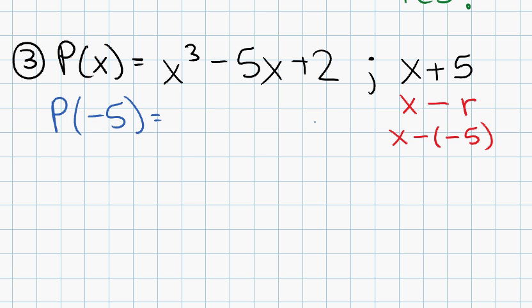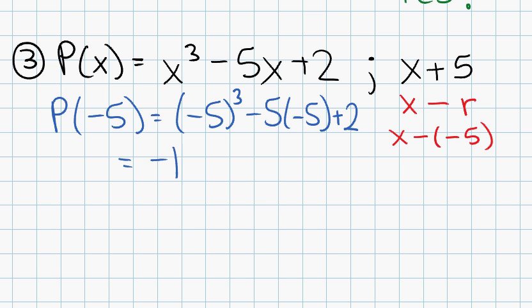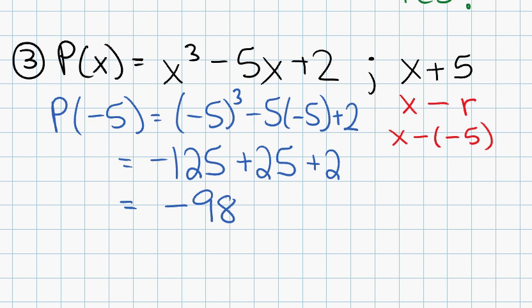So we plug in negative 5 and we get negative 5 cubed minus 5 times negative 5 plus 2, negative 125 plus 25 plus 2 is negative 98. Is negative 98 0? No. So it is not a factor.